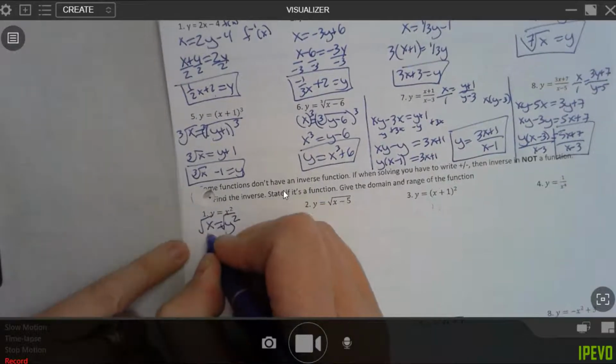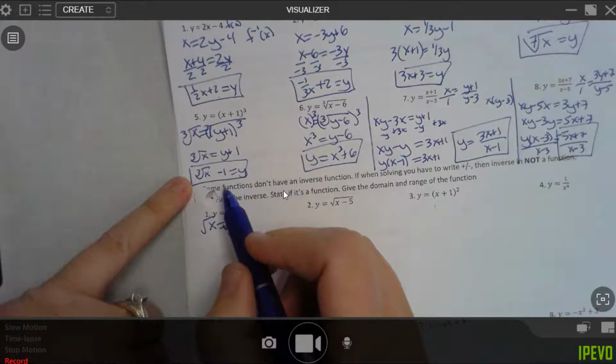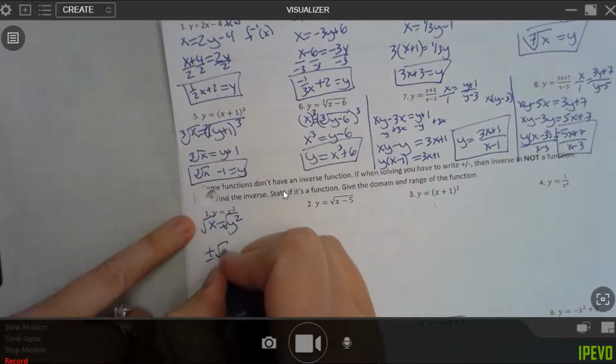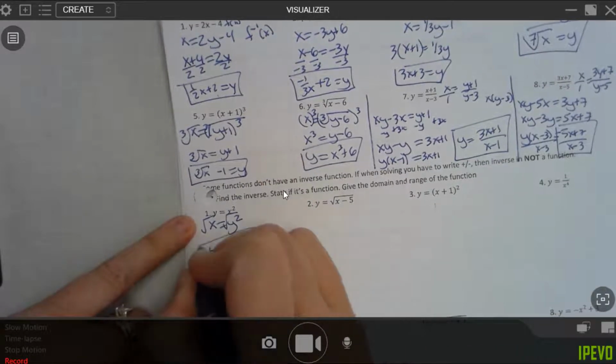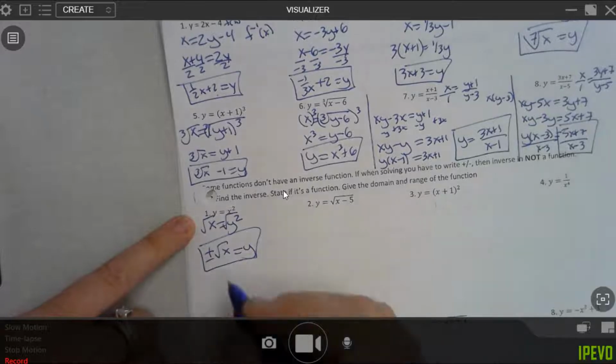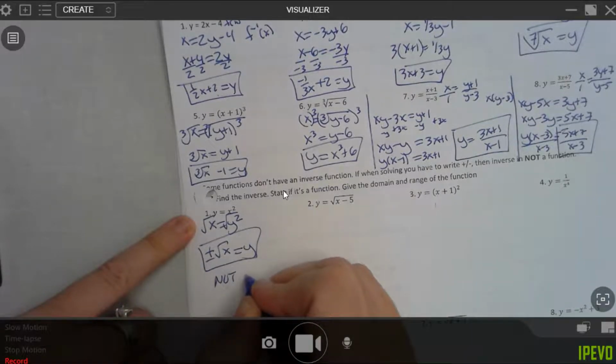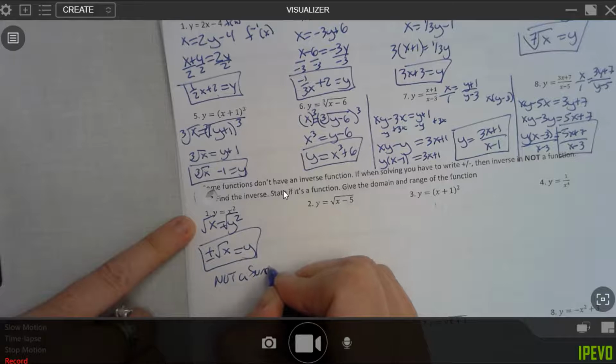I have to square root it, and these were cube roots up here. That's why it didn't matter. So when I square root it, I get plus or minus. This means it is not a function. So you can have an inverse, it's just not a function.